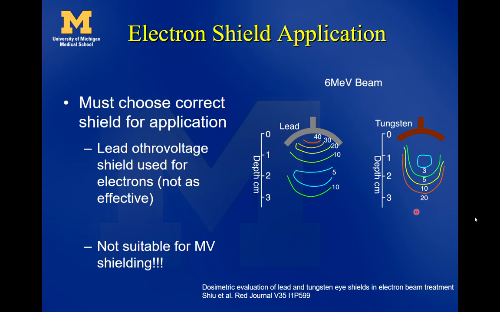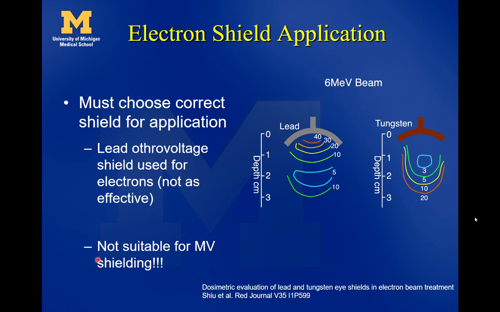And in this diagram, you can see the tungsten shield has really reduced the electron dose underneath the tungsten beam. Here's the 3% isodose line. Whereas the lead shield has not reduced it, maybe only taken it down by half to the lens of the eye underneath the lead shield. So you just got to make sure, the lesson is, use the correct shield for the correct beam.